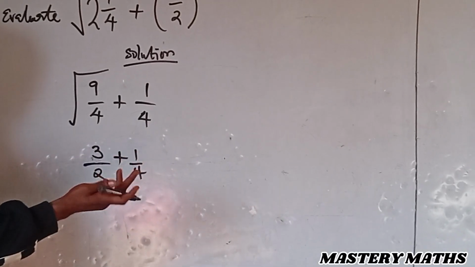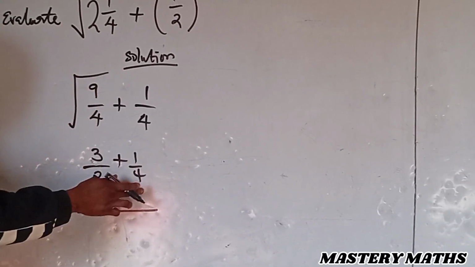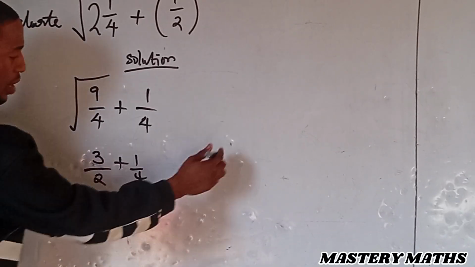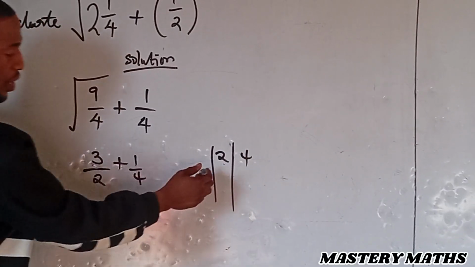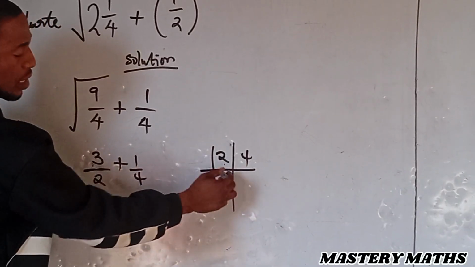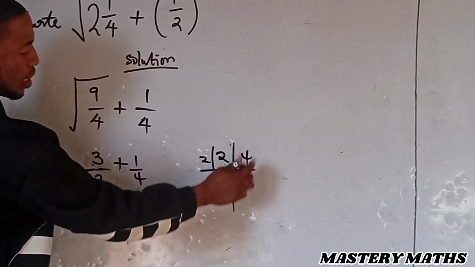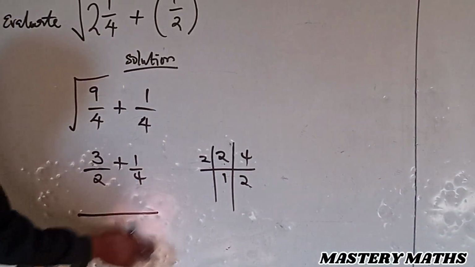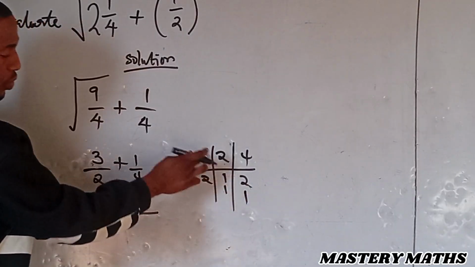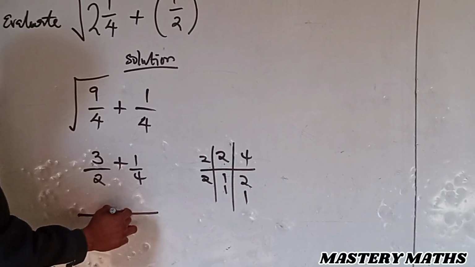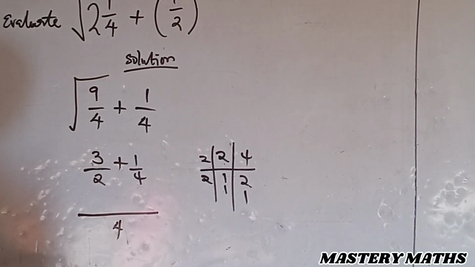Now you might be asking, how do we get the LCM of 2 and 4? Very simple. Here we'll bring out our 2, then you bring down the 4. You divide it. You see, 2 here is 1, 2 here is 2. 1 can go again, 2 can go. 2 here is 1, 2 here is 1. So the LCM is 2 times 2, which is 4. So what should you do?